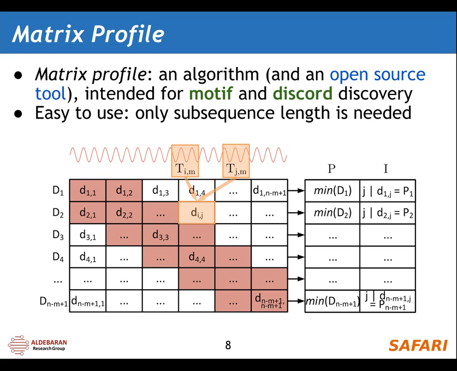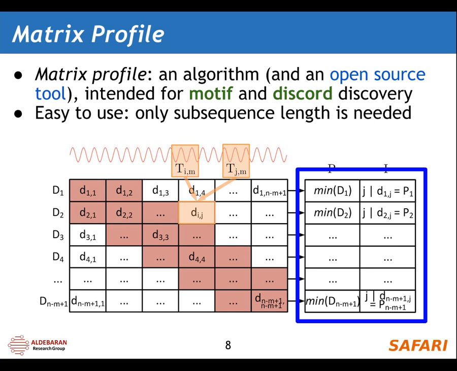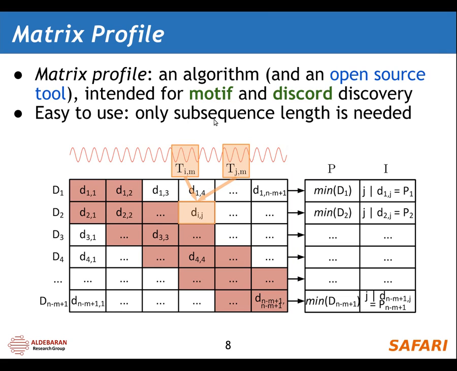We have a distance matrix and the profile, which is the output of the algorithm. Each cell of the distance matrix contains the distance, in terms of similarity, between two given subsequences of the time series. Matrix Profile uses the Euclidean distance as a metric. What we actually obtain is the profile. The profile contains the minimum values for each row of the distance matrix. In other words, what we obtain is the most similar subsequence for a given one with respect to the whole time series. We also store the index of that subsequence. If you want to know more details about the algorithm, please take a look at the paper.